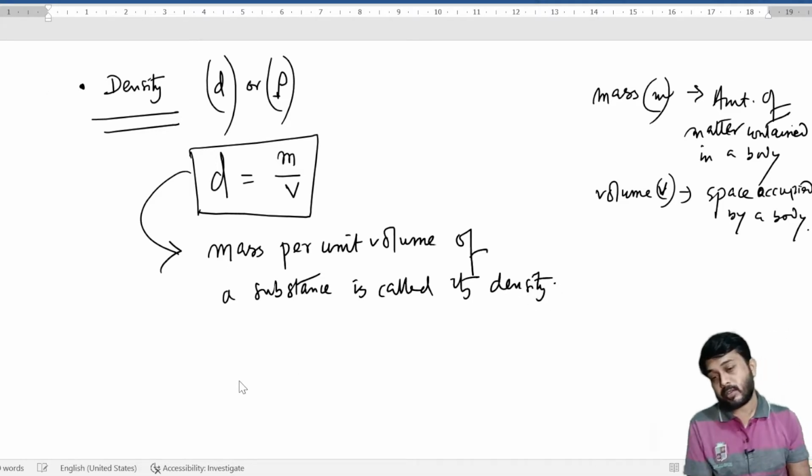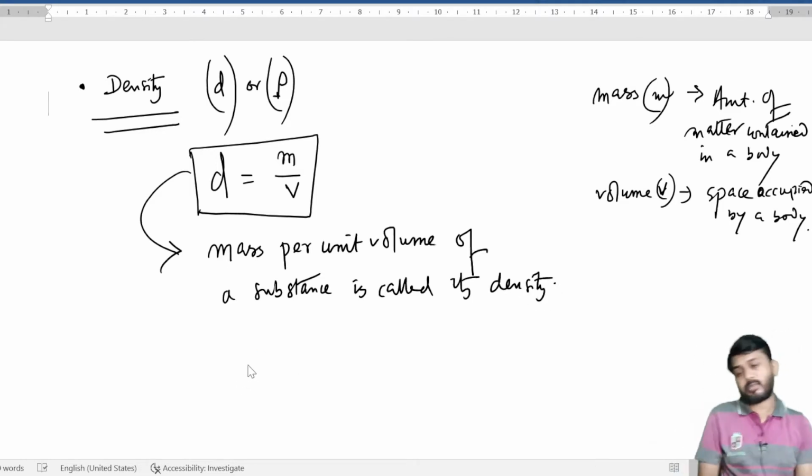Mass per unit volume of a substance is called its density. Volume has to be 1 unit, that is in CGS system it is 1 centimeter cube, and in SI system it is 1 meter cube. The mass of that 1 unit volume of any substance will be called its density.